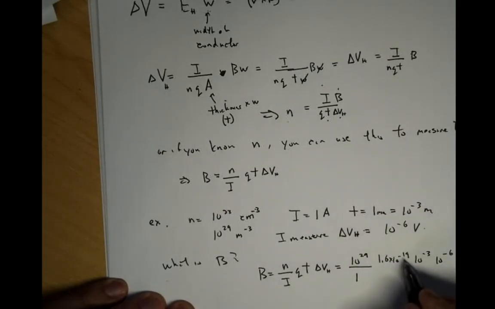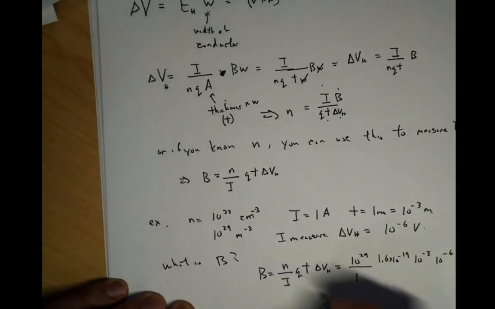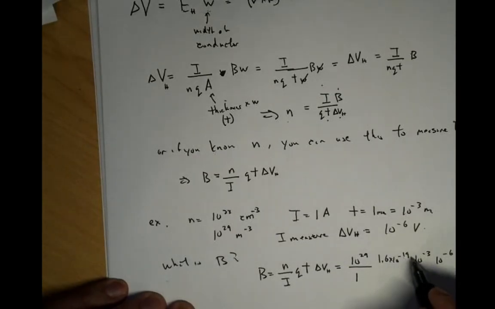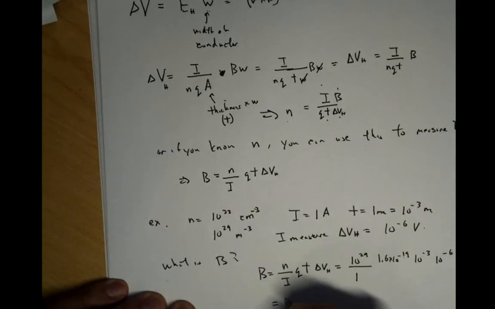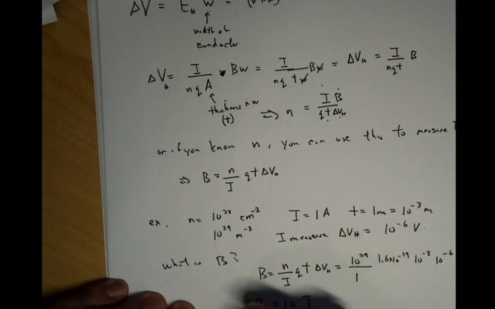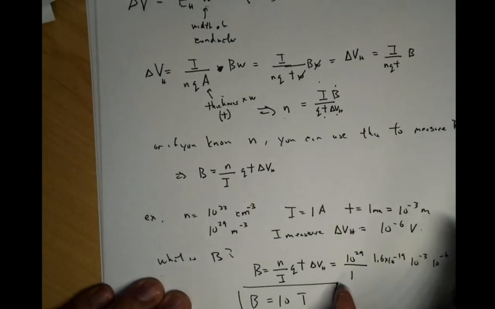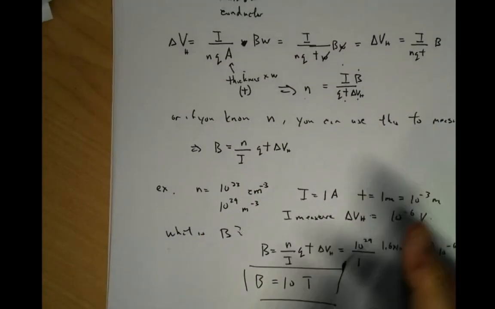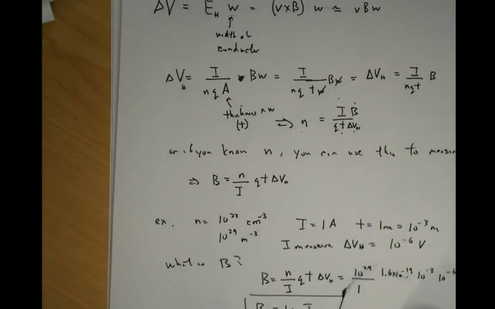So if you do all that, wait, hold on, did I get it right? Make sure I do that right. No, that's it. 10 to the minus 19 minus 9 is 9 minus 28. 29 minus 20 is 10. It's 10 to the 1. So it's equal to 10 Tesla. Okay, so that's it for this week.